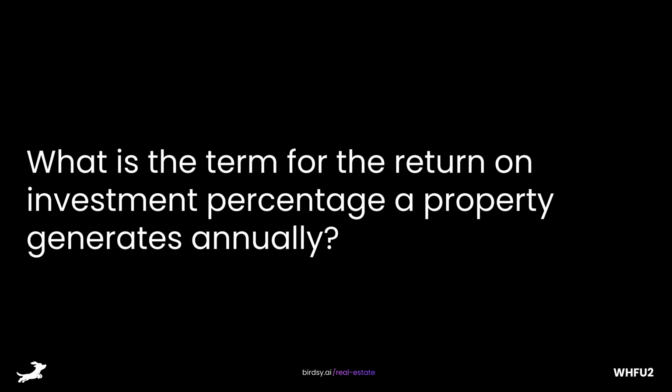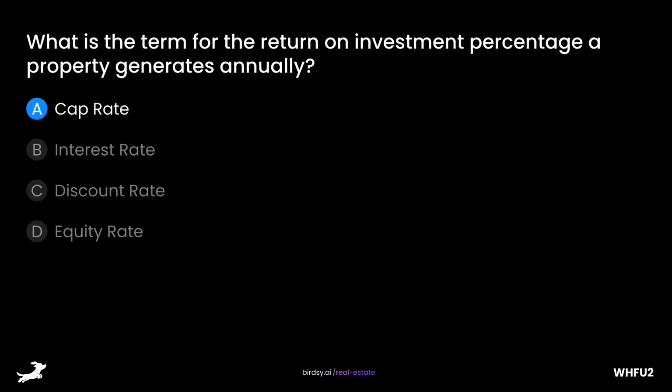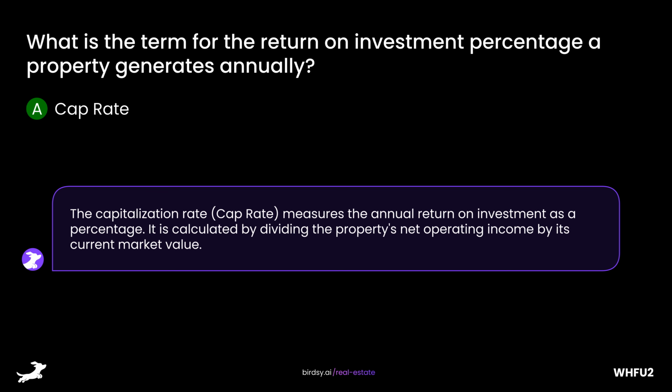What is the term for the return on investment percentage a property generates annually? Is it A, cap rate, B, interest rate, C, discount rate, or D, equity rate? The answer is A, cap rate. The capitalization rate, cap rate, measures the annual return on investment as a percentage. It is calculated by dividing the property's net operating income by its current market value.